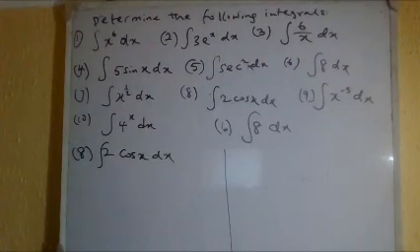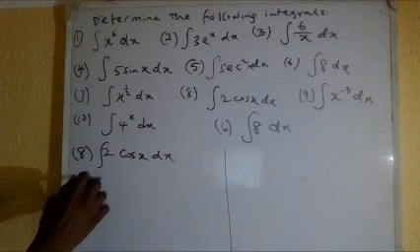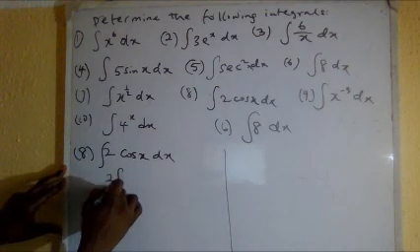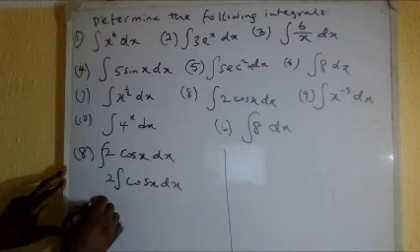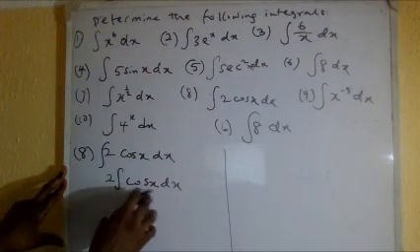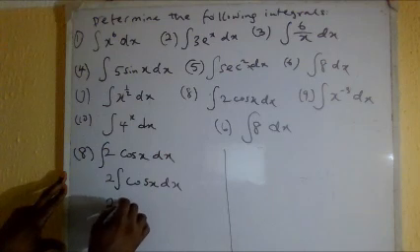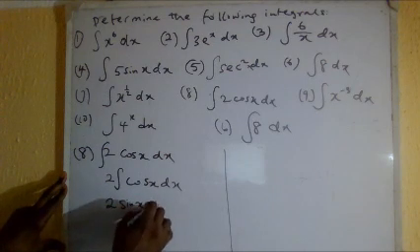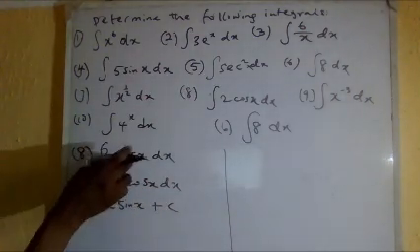So we have number 8 here, integral 2 cos x dx. So 2 can come out. It doesn't have anything to do with the function, so it can come out as a constant. But if you integrate cos x, you get sine x. So it's 2 sine x plus c. And remember, if I differentiate this one, I'm still going to get cos x.